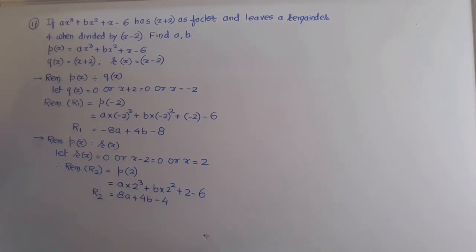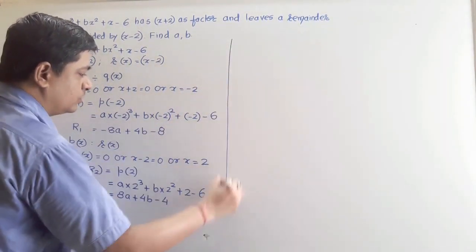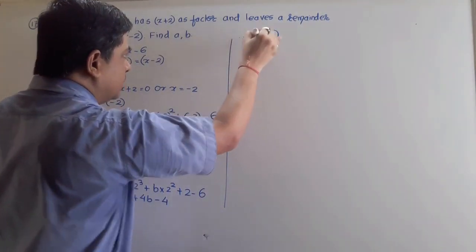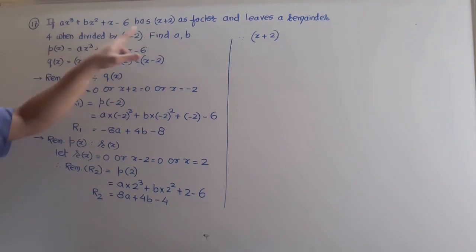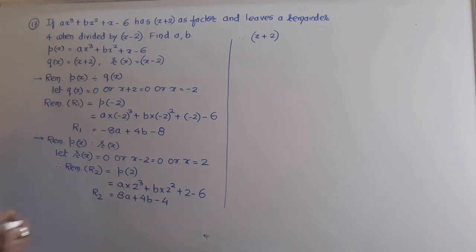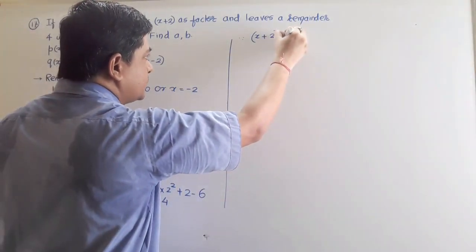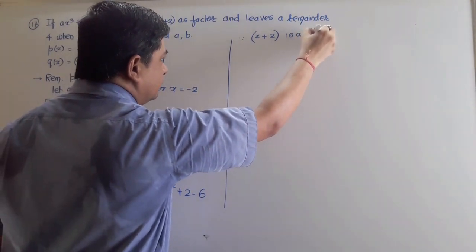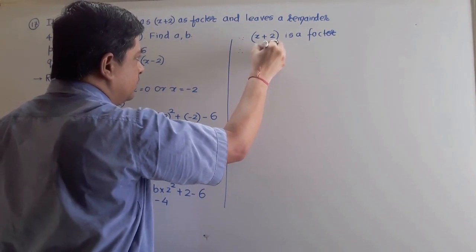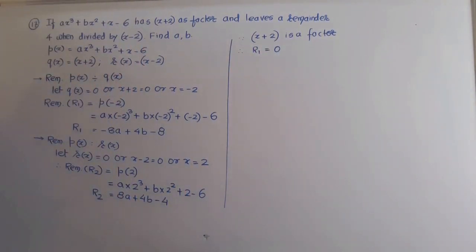Now we have given the value of R1 and R2 in the question. So first we shall write down in this question, since x plus 2, because in the question you observe we have given that x plus 2 is a factor. So when we are dividing the given polynomial by x plus 2, the remainder will be 0. So here we shall mention, since x plus 2 is a factor, therefore the value of R1 will be equal to 0. Right, because it is a factor, so remainder is 0, and what is our remainder, that is R1 here, so value of R1 will be equal to 0.